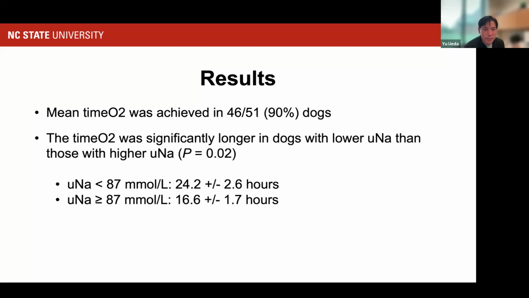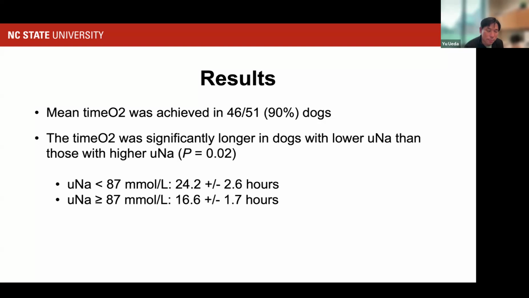And eventually, within this cohort of dogs with acute congestive heart failure, about 90% of dogs achieved successful discontinuation of oxygen supplementation. And the time from the initiation of oxygen supplementation to its discontinuation, the time on O2, was significantly longer in dogs with lower urinary sodium concentration than in those with higher urinary sodium concentrations.